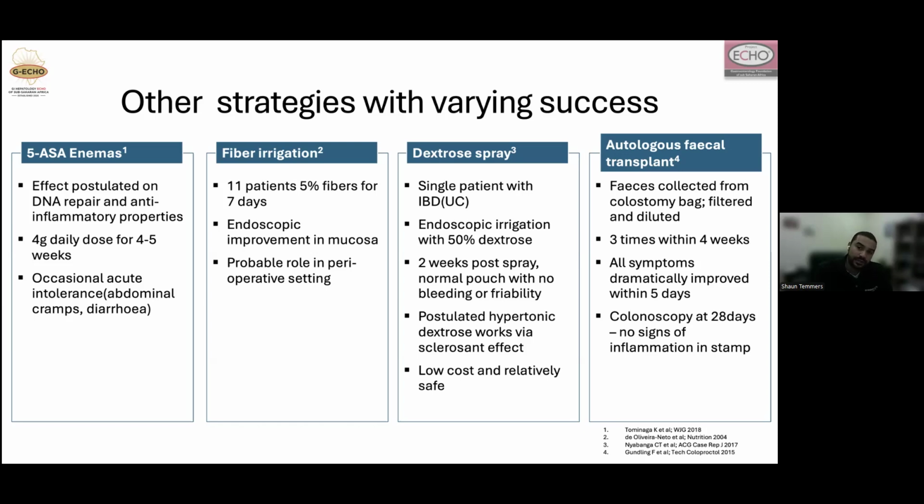This is autologous FMT, and it's used 3 times a day for up to 4 weeks in patients. All the symptoms dramatically improve as early as 5 days, and when colonoscopy was done 28 days later, there was no inflammation within the stoma. The benefit of this method is that no real screening of the stool is required, because the stool comes from the same patient, from the stoma. All that's required is to turn it into a slurry, filter it, and apply the FMT. So that seems to be the most attractive option, especially in patients where surgery is indicated but not a viable option.